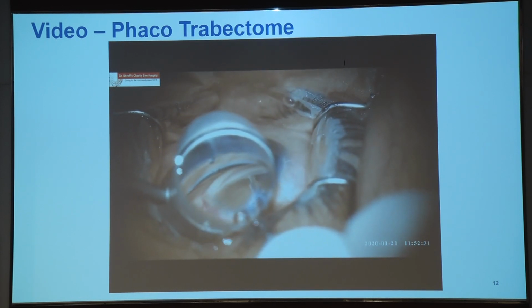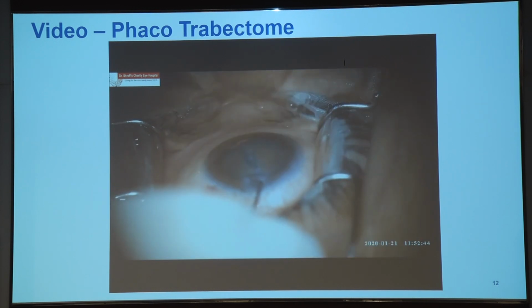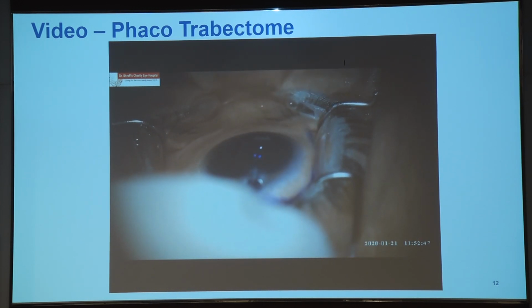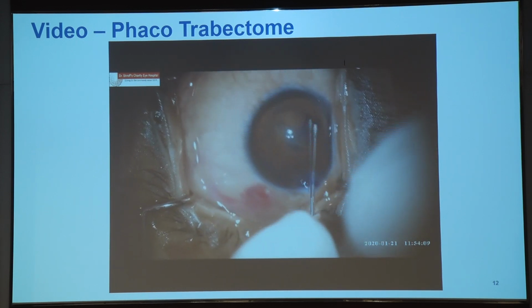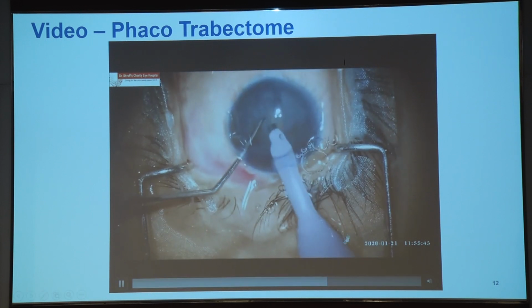And as you keep rotating the gonio prism, as you can see here, you can target almost 160 degrees of the angle. And here, after completion of the Trabectome procedure, you proceed with the phacoemulsification.